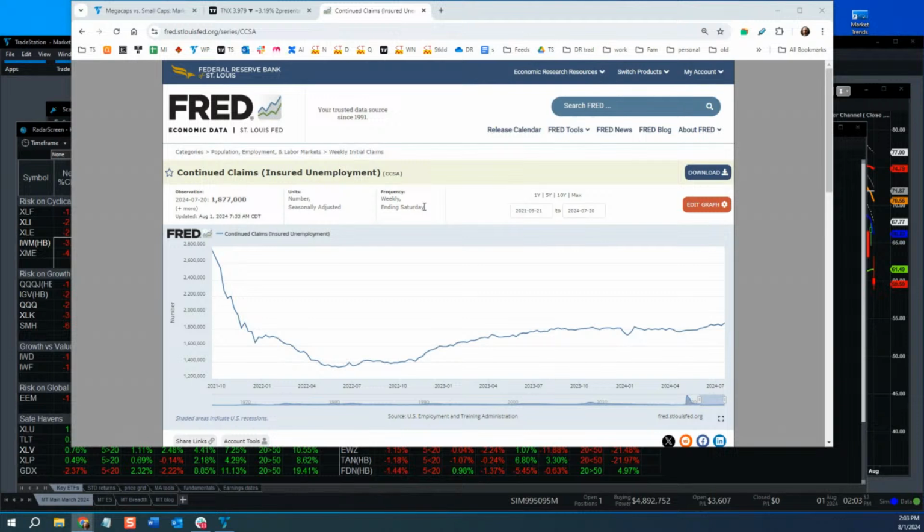So we have continuing claims higher than expected, initial claims higher than expected, a Fed somewhat, not utterly, committed to cutting rates yet, and on top of that, a Fed that is on vacation until September 18th. We'll hear something from Jerome Powell at the end of the month at the Jackson Hole conference.